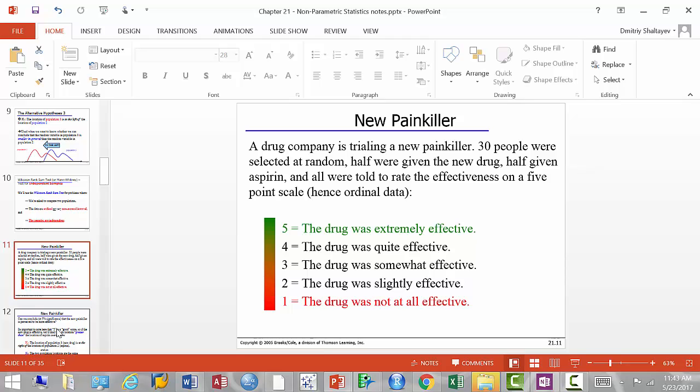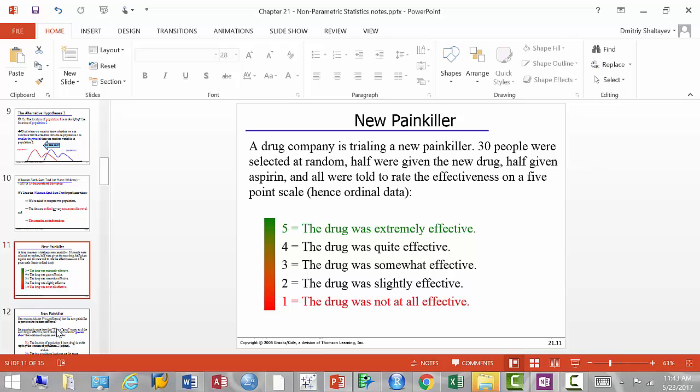There is some effect, but it's not huge. 4 is quite effective, that means for the most part I feel no pain, but still there is some left. And 5 means extremely effective, pain is gone, a very good drug, no side effects, no pain, right? So 1 is very bad drug, doesn't work really, and 5 means effective.